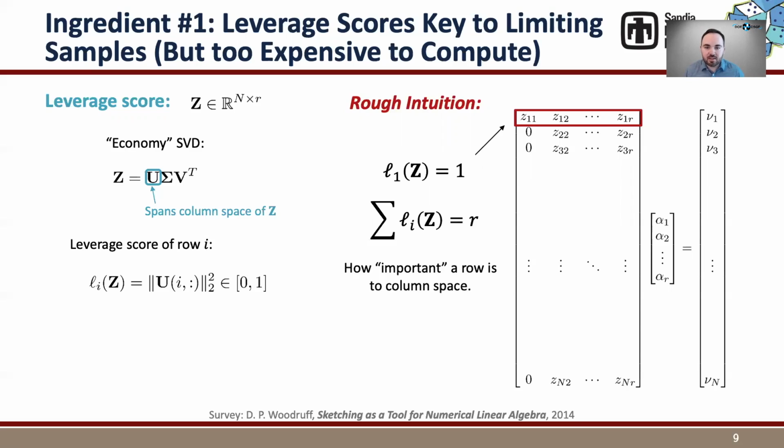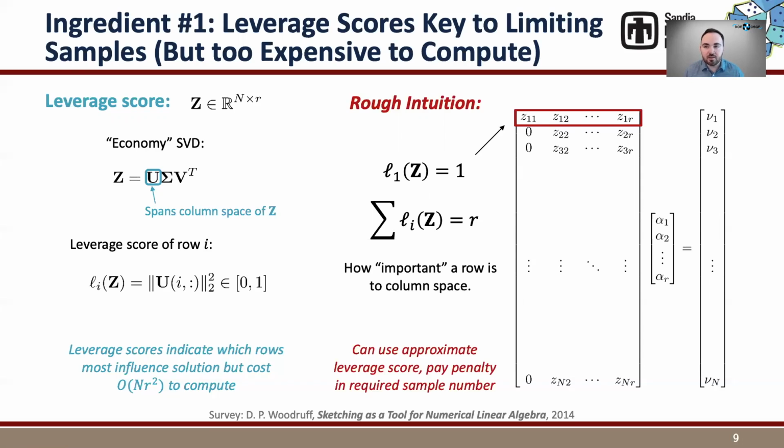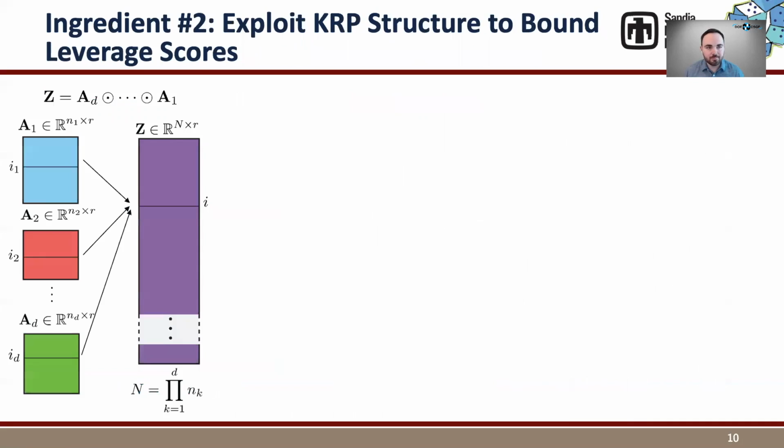All the leverage scores together sum up to the number of columns if you have a full rank matrix. And so each one is a value between 0 and 1 that measures how important a row is to forming a part of the column space. By using leverage scores, we can really limit the number of samples that we need to get this nice approximation property. But unfortunately, they're too expensive to compute on their own. Fortunately, though, we can use approximate leverage scores and pay some penalty in the required number of samples.